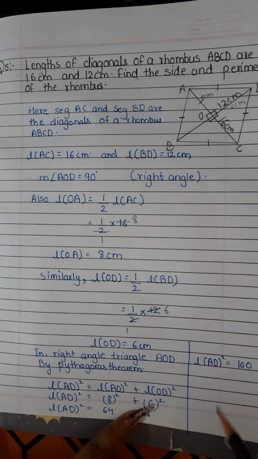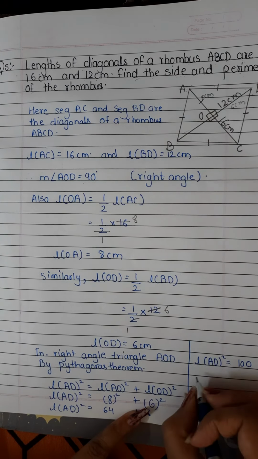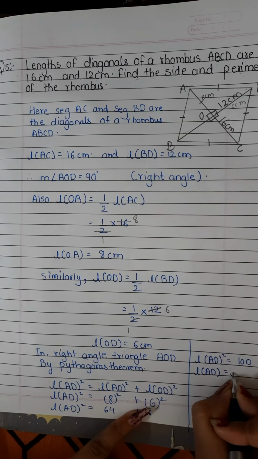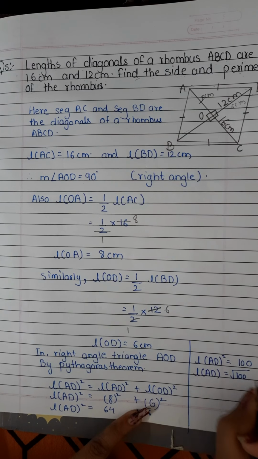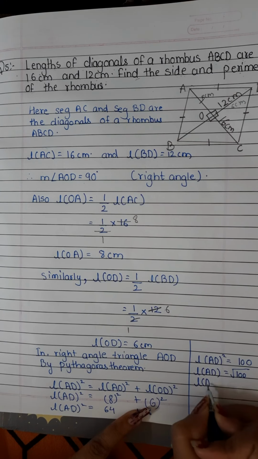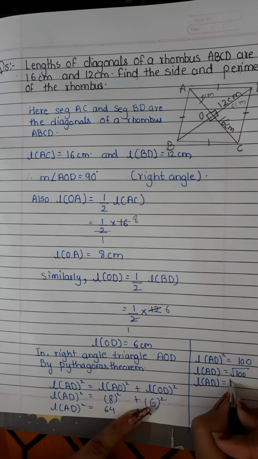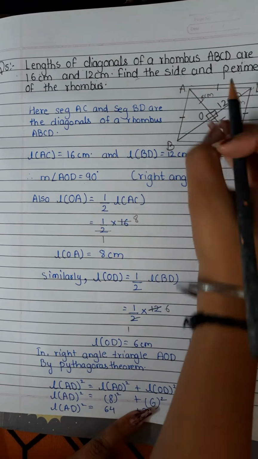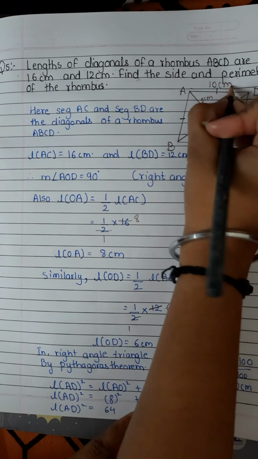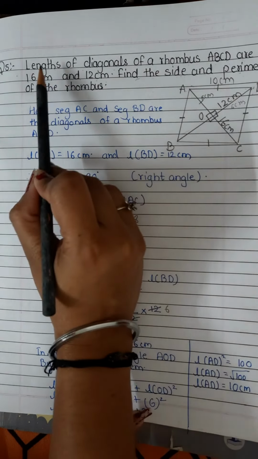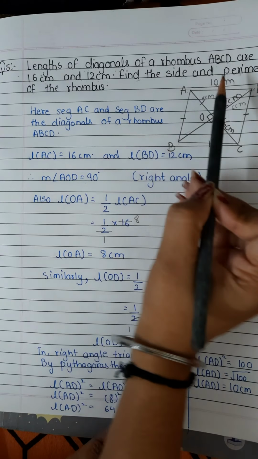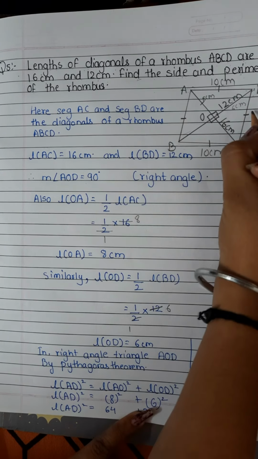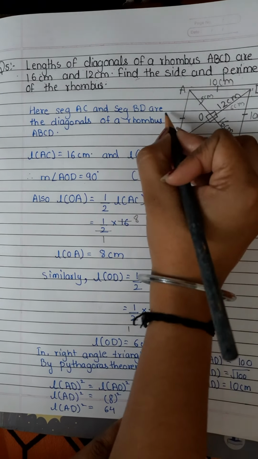Now taking the square root on both sides, length of AD is equal to under root 100. So AD is equal to 10 centimeter, since the square root of 100 is 10. All sides of a rhombus are congruent. So AD is equal to DC is equal to BC is equal to AB is equal to 10 centimeter.